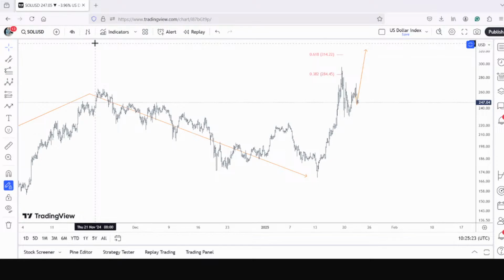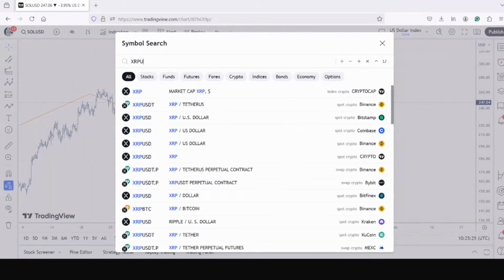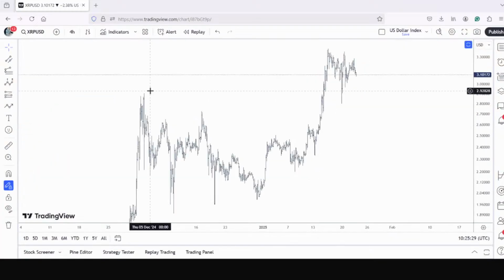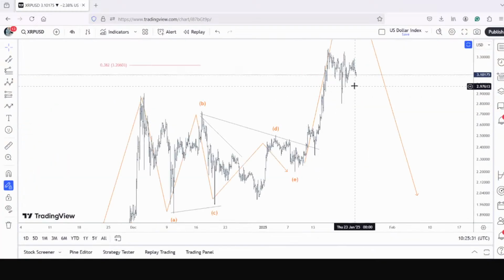And Ripple should be bottoming as well. Let's have a quick view. Yes, it is bottoming. I think that was the price we proposed last session as well, somewhere around the 3.1. That's where exactly the price is right now. So 3.1, we go long.